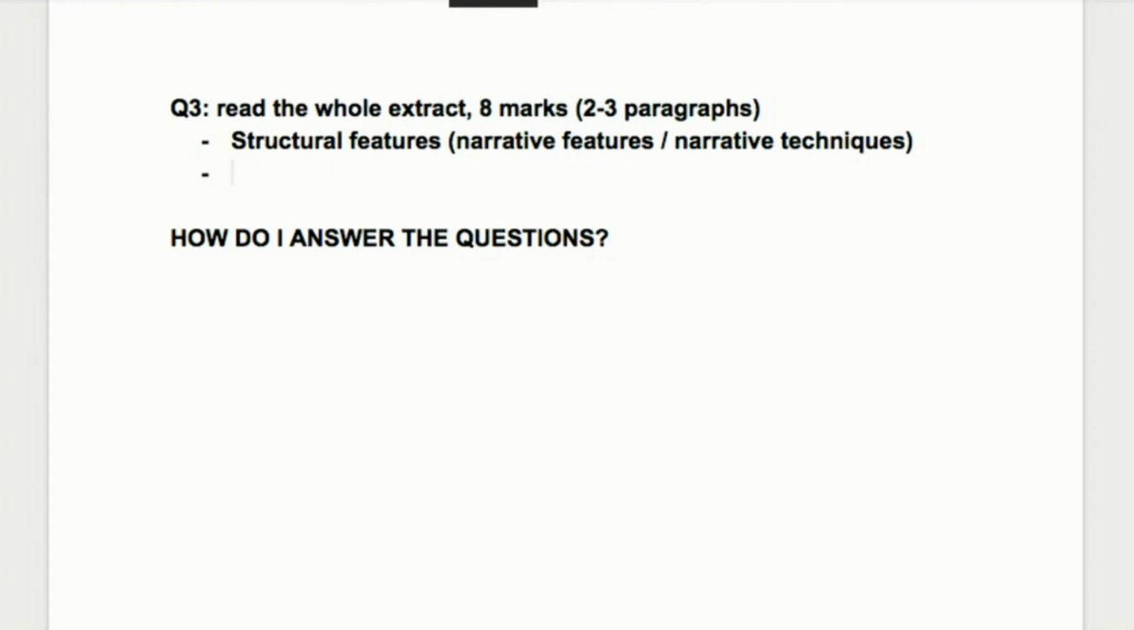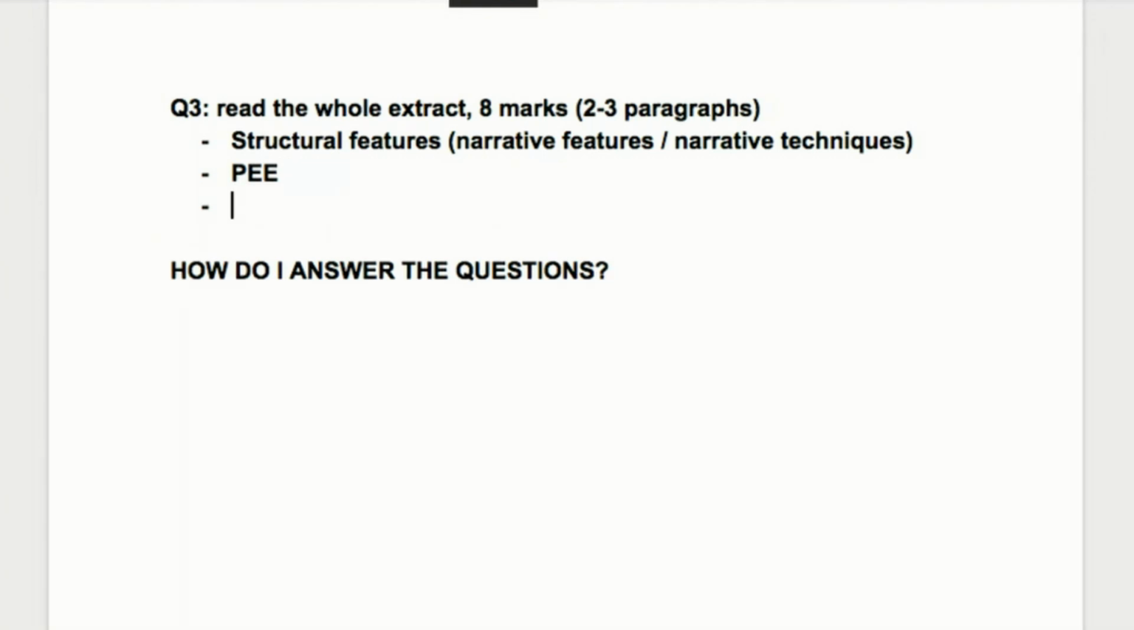It's the same process, so 2 to 3 paragraphs, PEE paragraphs, and you get marked most highly for talking about the effects of the features. The specific and detailed effects of how those features are working in that moment, in that particular story in front of you. So when you do a point evidence explanation paragraph as well, your point should be quite short. For example, the writer uses tension to create a really dramatic moment. 1 sentence for my point.